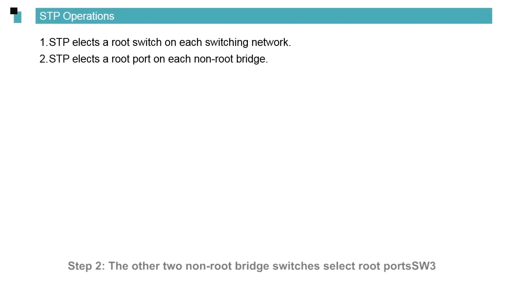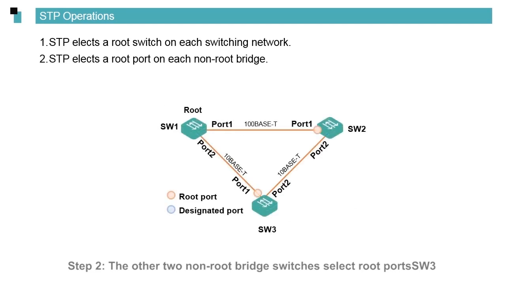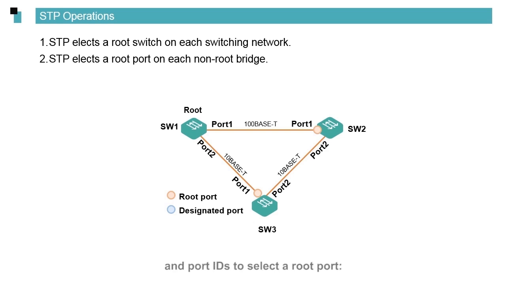Step 2. The other 2 non-root bridge switches select root ports. SW3 has port 1 and port 2, both of which receive BPDUs. SW3 compares the root IDs, path costs, bridge IDs, and port IDs to select a root port. The root ID of both port 1 and port 2 is SW1's bridge ID. The root IDs are the same, so the path costs are compared.